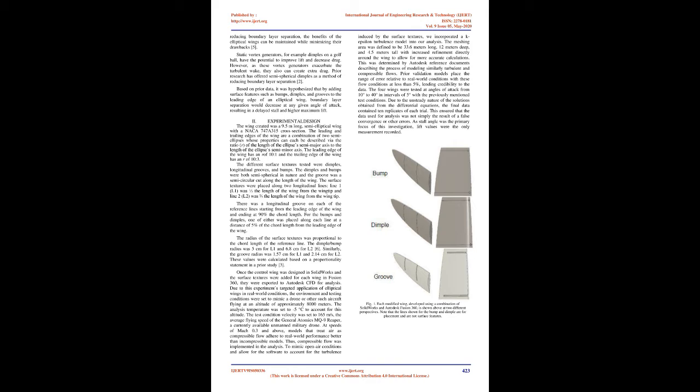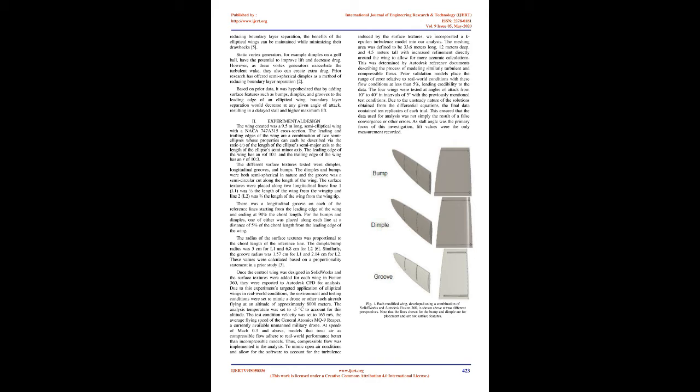Thus, if an elliptical wing stalls, the entirety of the wing stalls simultaneously. Due to this, the elliptical wing stalls with little warning, resulting in a loss of control. If the stall angle of an elliptical wing is increased by reducing boundary layer separation, the benefits of the elliptical wings can be maintained while minimizing their drawbacks. Static vortex generators, for example dimples on a golf ball, have the potential to improve lift and decrease drag.